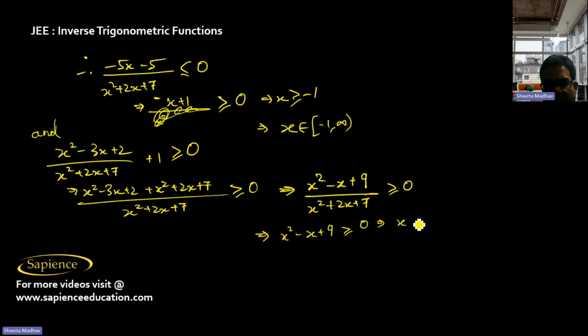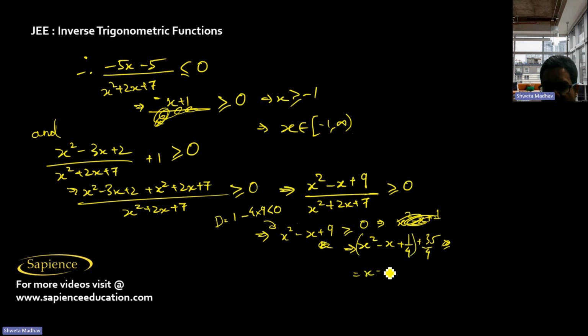And this will be x square minus x plus... Here actually, the discriminant, which is b square minus 4ac, is less than 0. So this value will be positive always. Means I can write x square minus x plus 1 by 4 plus 9 minus 1 by 4, which is 35 by 4. So we can write it as (x minus 1 by 2) whole square plus 35 by 4. So this value is always more than 35 by 4. So hence it is always more than 0 only.